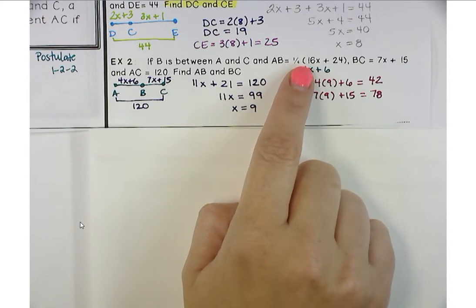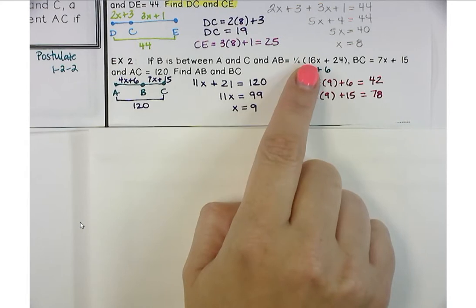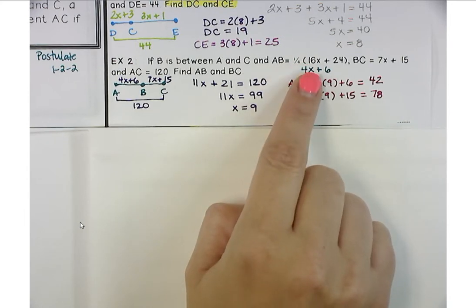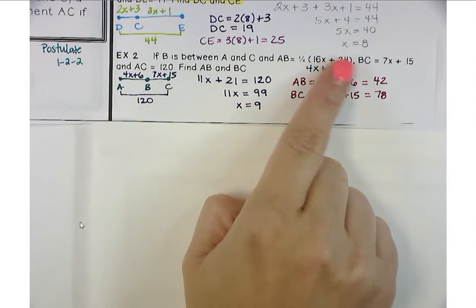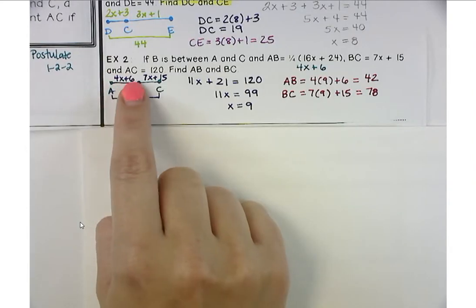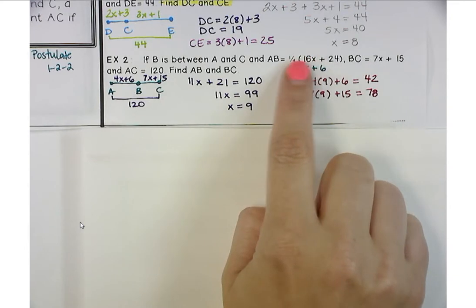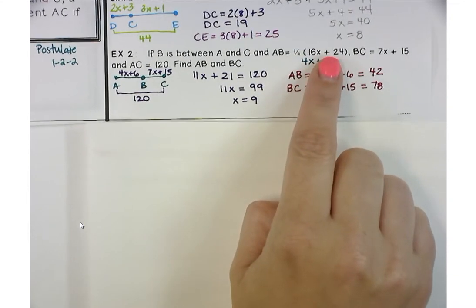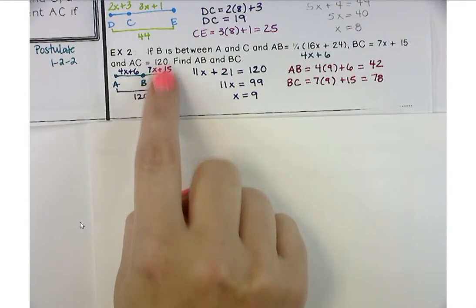Distribute. Good, okay, so when you distribute 1/4, it's just like you're dividing by 4. So 16 divided by 4 is 4, so you get 4x. 24 divided by 4 is 6. So that's why I labeled AB as 4x plus 6 instead of 1/4 times 16x plus 24. Okay, and then you have the 7x plus 15.